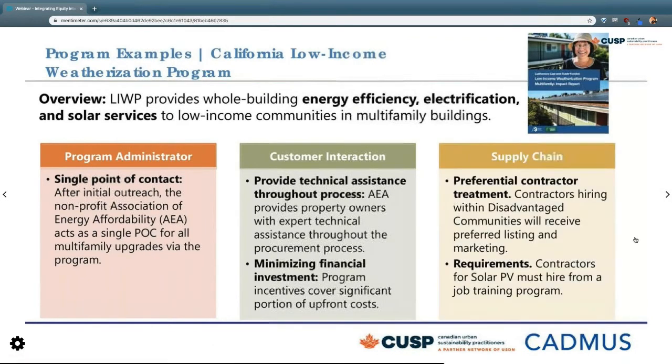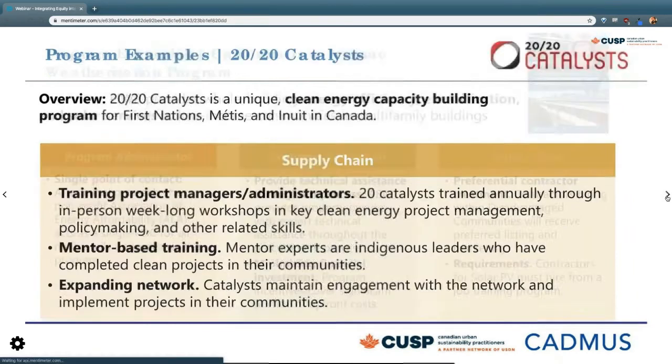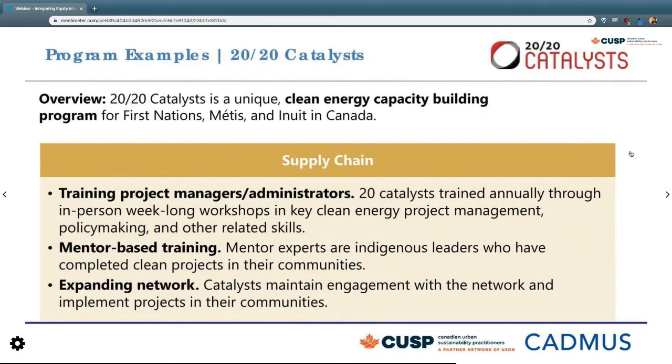Then the final program that we want to talk about today is this 2020 Catalyst program. And again, this is a little bit of a different angle. It's something that is done in Canada. Instead of being a program that's run by a city or government targeting customers, this is actually a capacity building program. So it's focused on developing clean energy capacity within First Nations, Métis, and Inuits in Canada, and really building out that capacity for those people to then go and implement projects, programs, policies in their local communities that they are trained to do.